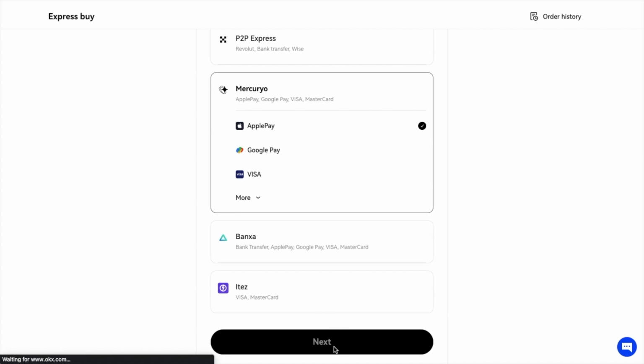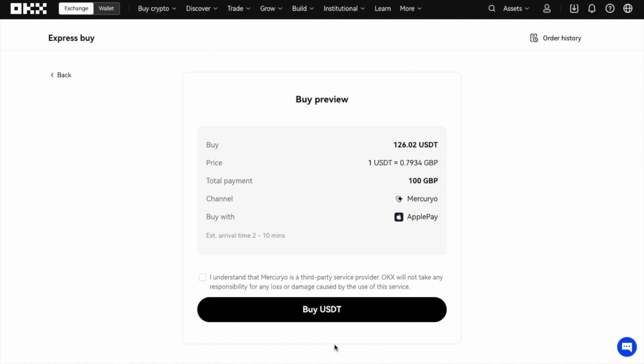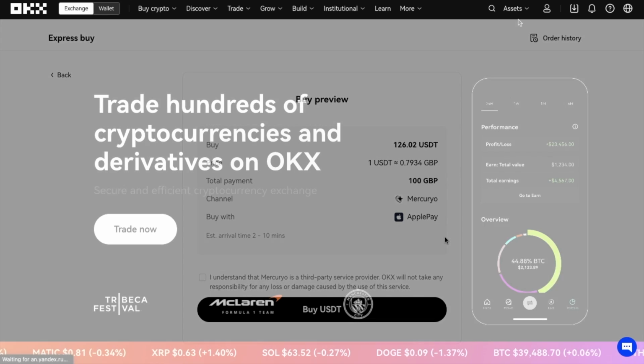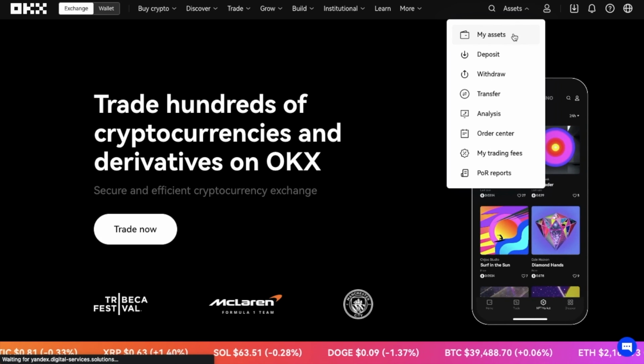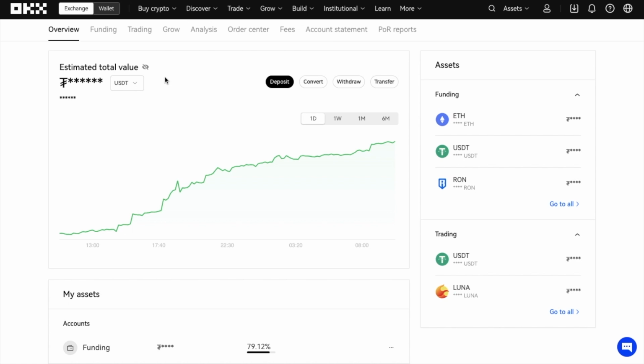Then choose Next. When you confirm your buy, you're going to be provided with the instructions of where to send your funds to. And your funds will then appear under Assets and then My Assets. This page will then show my balance or estimated total value, which you can view in different currencies, as well as how that balance is tracking over time. Over on the right-hand side of the screen is a list of crypto that I already have in OKX, and this will mirror any that I currently have over on a mobile app, for example.